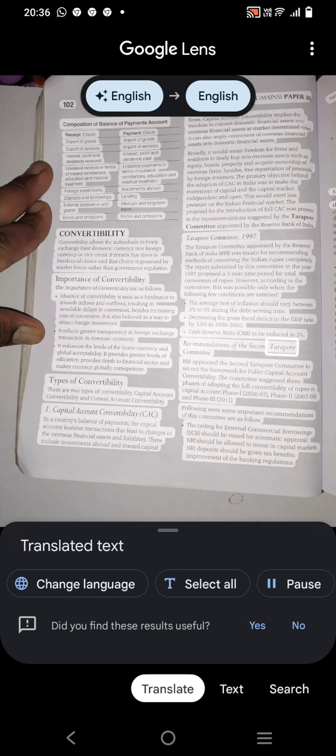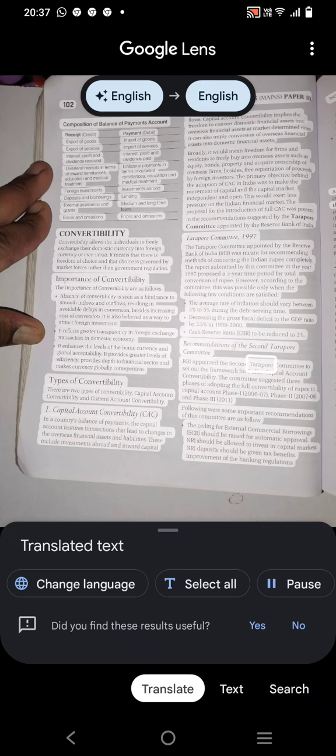Recommendations of the Second Tarapore Committee. It reflects greater transparency in foreign exchange transactions in the domestic economy. It enhances the levels of the home currency and global acceptability. It provides greater levels of efficiency, provides depth to the financial sector and makes the currency globally competitive.